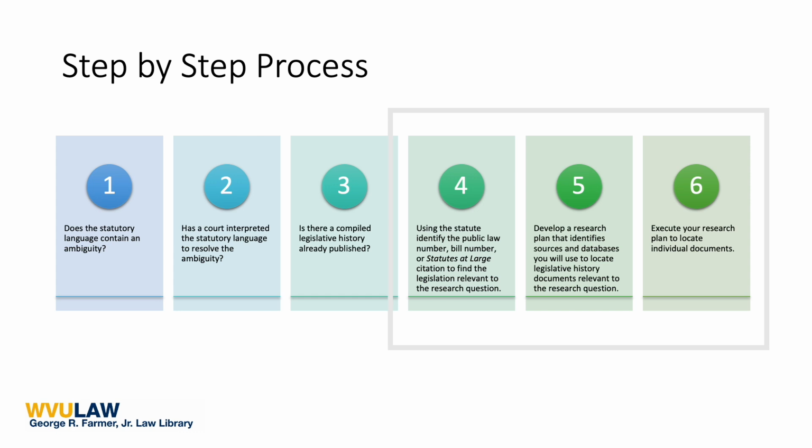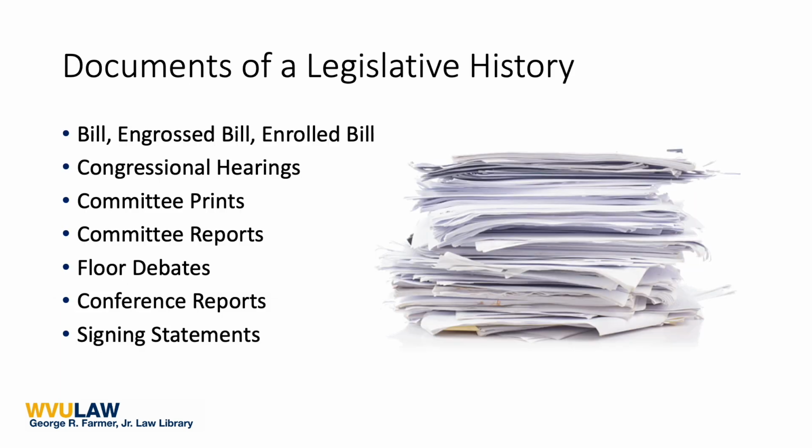In this video, we're going to break down a legislative history into its individual documents. This picks up at step 4 in our step-by-step process for researching legislative histories. We first talked about the documents that make up a legislative history in the context of the legislative process, starting with the introduction of a bill and ending with the executive signing or veto statements. Here we revisit those documents in a succinct list. We will take each one of these in turn.